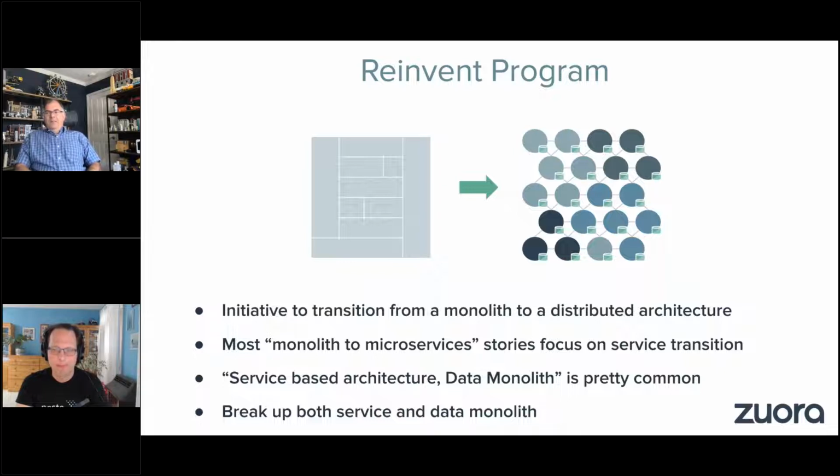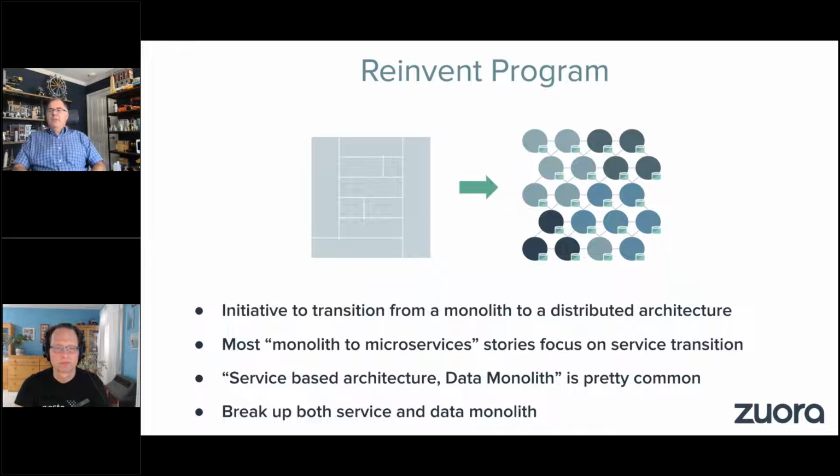If you read about the success stories that you see in the industry and you look a little closer at them, most of the time they talk about the transition of the services. They talk about how to break up the code base, how to turn your large monolithic service into many services, but they almost always neglect the data. Those stories often conclude with, and we left all the data in the one big database because that served us well. So this pattern of service-based architecture but data monolith is pretty common.